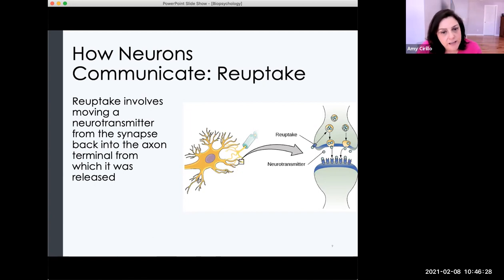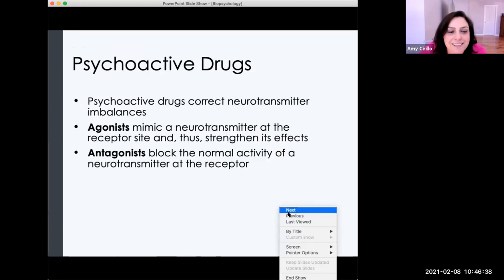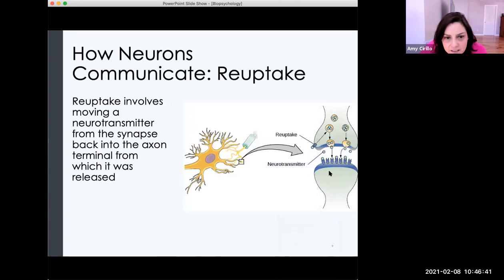So what reuptake is: after the sending neuron sends some serotonin to the next neuron, some of it stays in this area here called the synapse, the space between two neurons. And then after a while, some of it comes back up into the sending neuron. So it's taking it back. It's reuptake. It's going back up into the neuron that sent it in the first place.